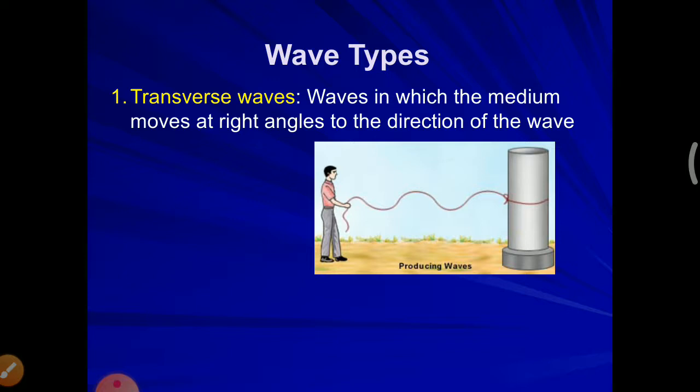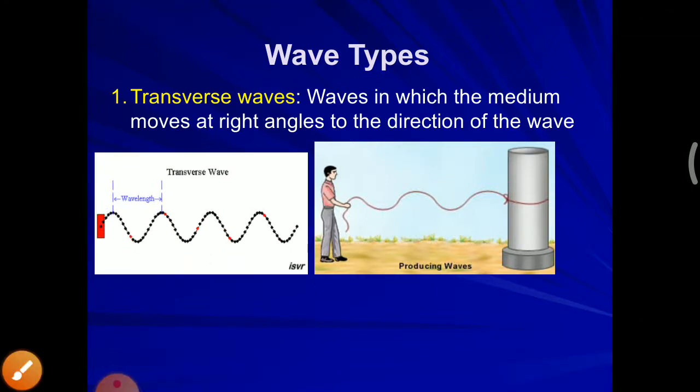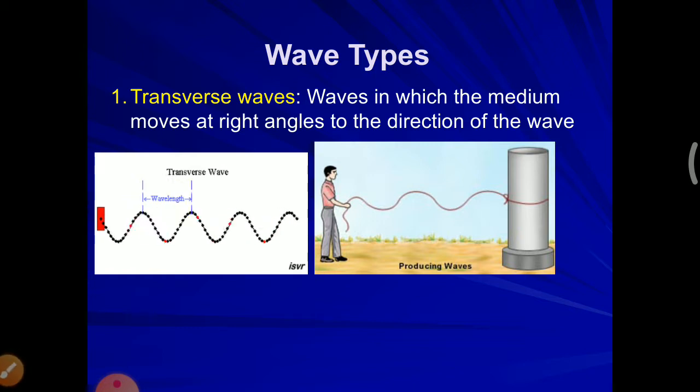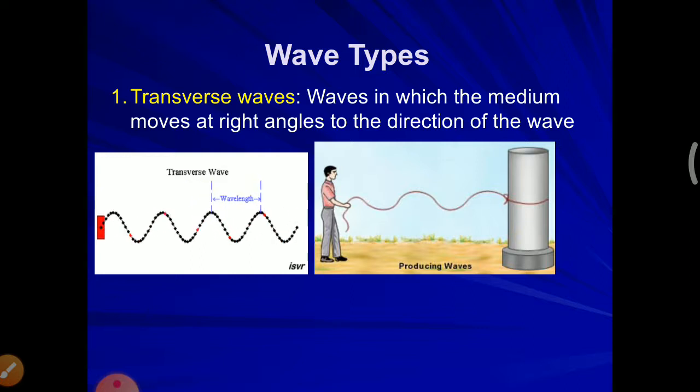Example, if you take a thread and tie it at one end, hold it at the other end. Just give a shake to this thread. You can see the thread moves like that. So this is a wave. Here the particles present in the medium move at a right angle to the direction of the wave.